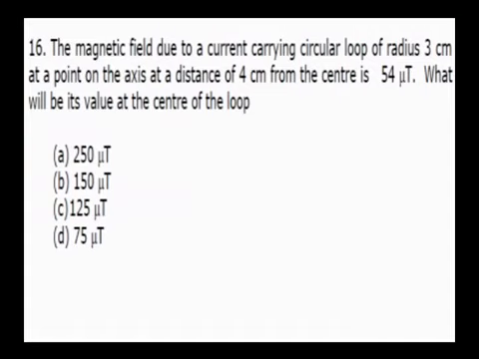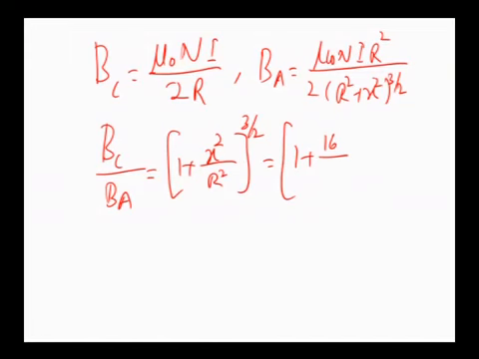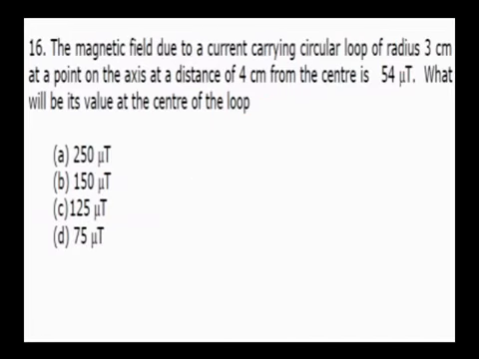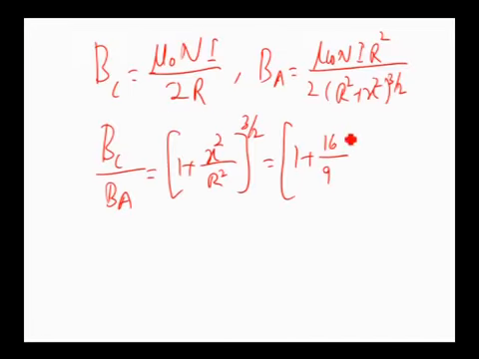Okay, so x is given as 4 cm, that is 16. The value of r is given as 3 cm, that is 3 square is 9. Centimeter gets cancelled, whole to the power of 3 by 2. So this equals 9 plus 16, 25. 25 divided by 9. So we will get this as 5 cube divided by 3 cube.